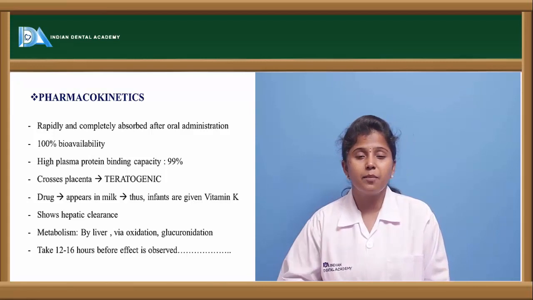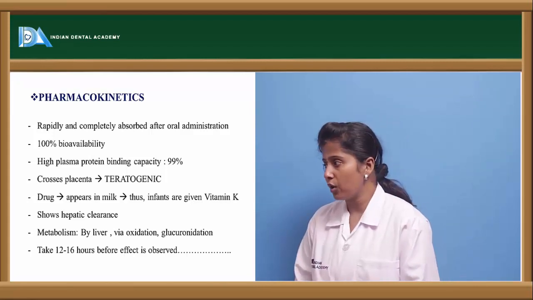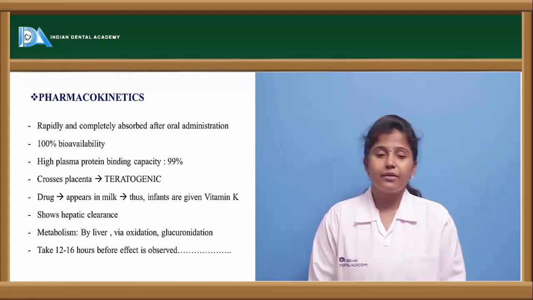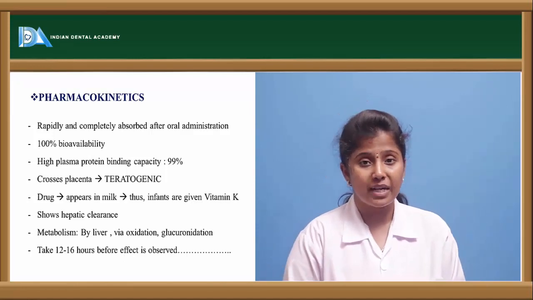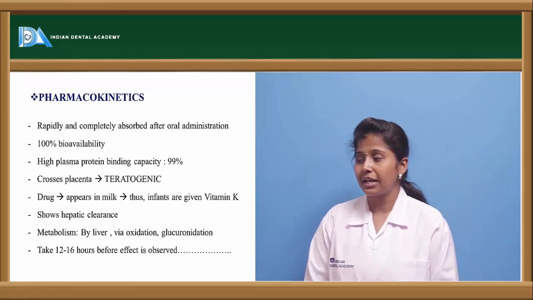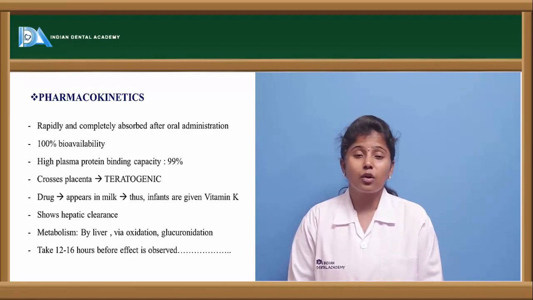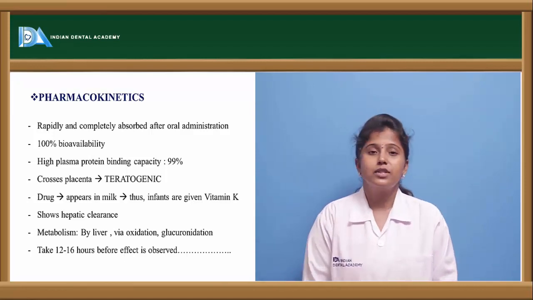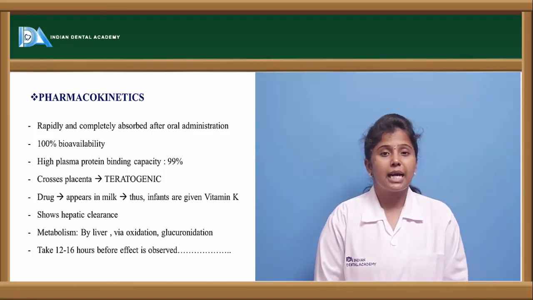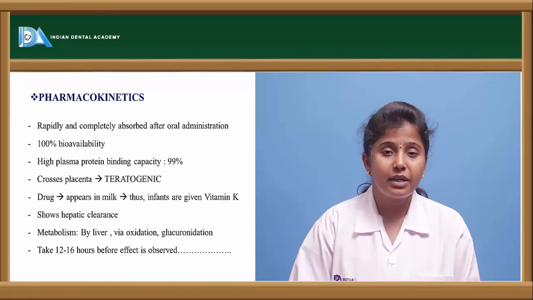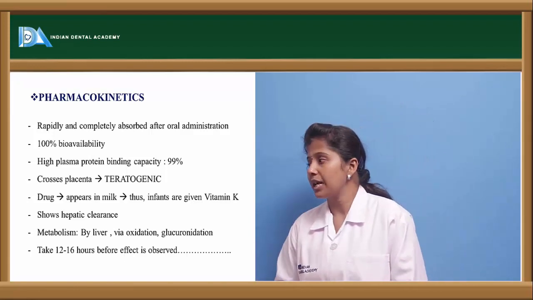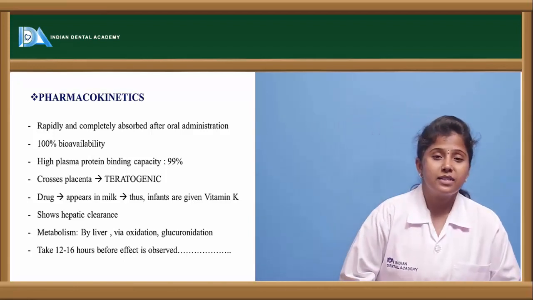100% of the drug reaches the blood, and thereby it is distributed all over the body, and it has high plasma binding capacity. So it is more bound to the plasma proteins, up to 99%. And it even crosses the placental barrier, which is teratogenic. It is not that good for the baby. And if we give the drug, it appears in the milk, and thus infants are given vitamin K.